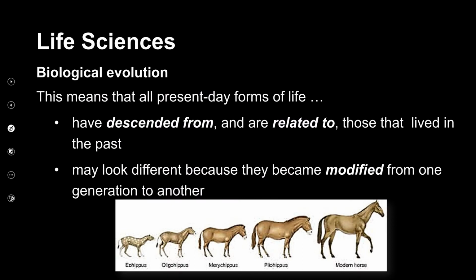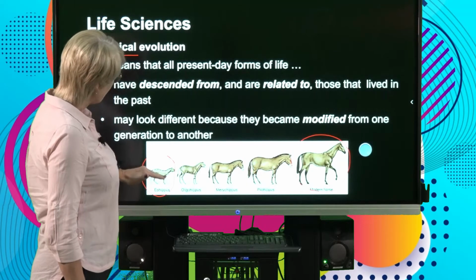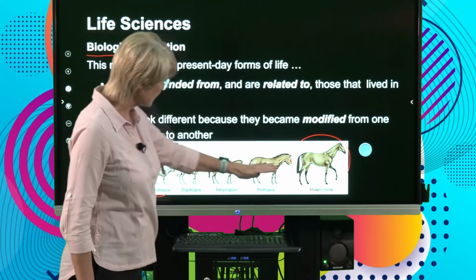We're going to have a look at what we now call biological evidence. As I said earlier, bio means living, so we're looking at the evolution of living organisms. If we have a look at the diagram here, this again is a good example. We see evidence of how the modern day horse that we know has evolved. This modern day horse is related to, and came from, this organism here at the beginning. In other words, it has descended from this organism and is related to all of those that have lived in the past.